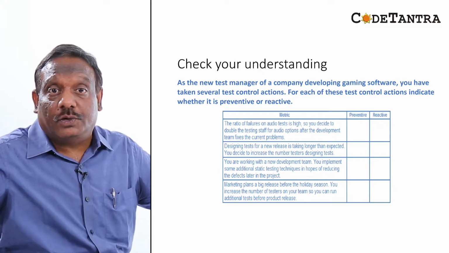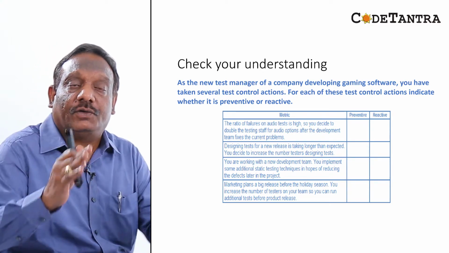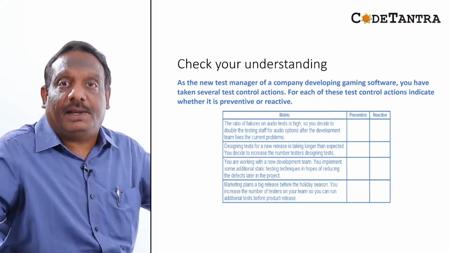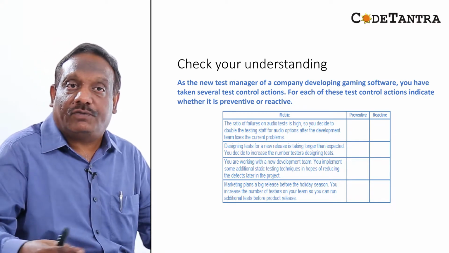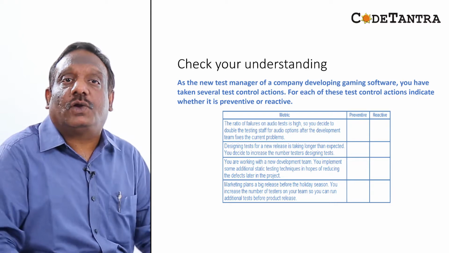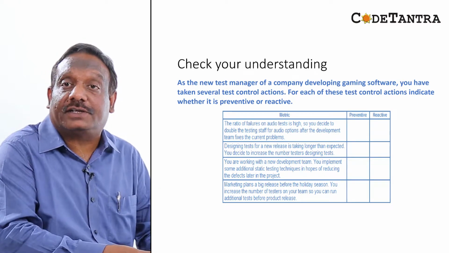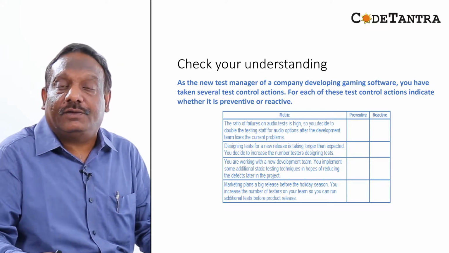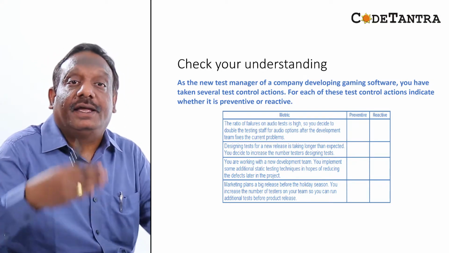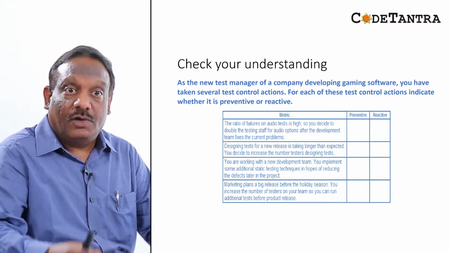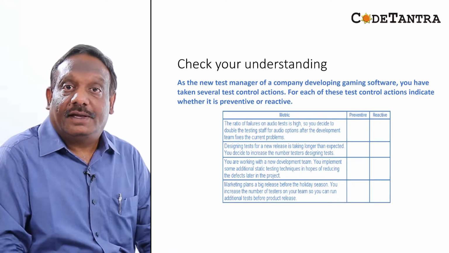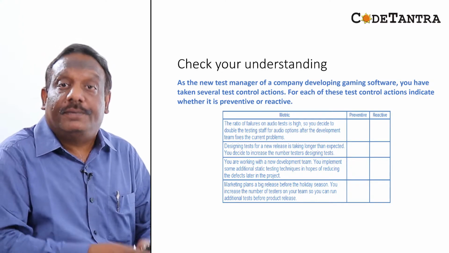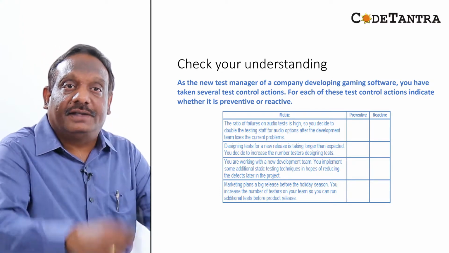So before we conclude, let us do a check on your understanding. Let's say you are a new test manager of a company and you are developing gaming software. You have taken several test control actions. For each of these test control actions, indicate whether it is preventive or reactive by selecting the appropriate radio button. So you have 4 situations, and you decide whether you are doing a preventive or a reactive controlling action. Let us read the first one.